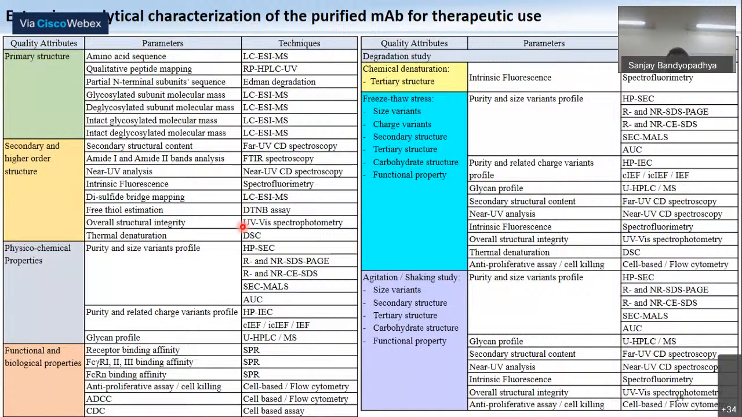So one has to ensure the product does not go bad. During shipment, the product will undergo severe shaking or agitation. You have to ensure the product does not go bad under this situation. So your formulation is very important and crucial to stabilize the protein structure.